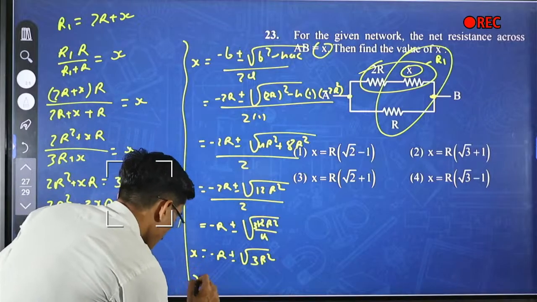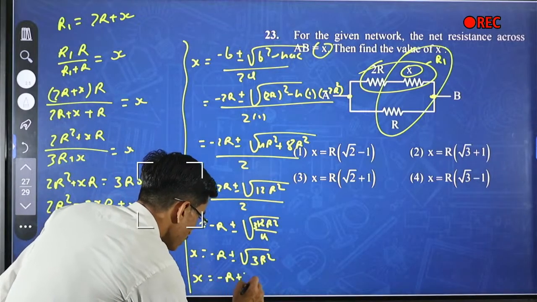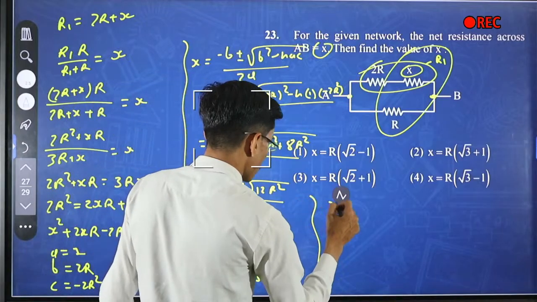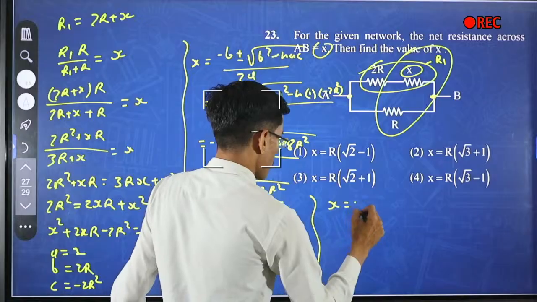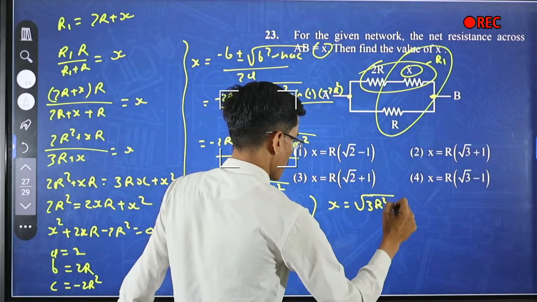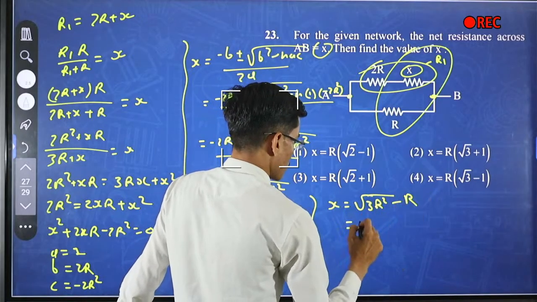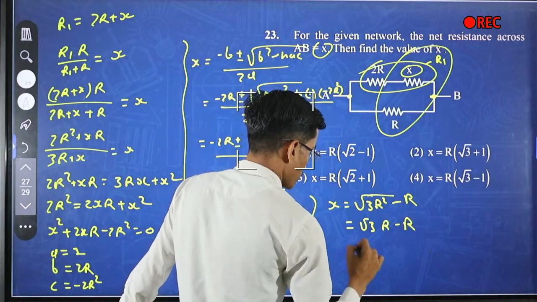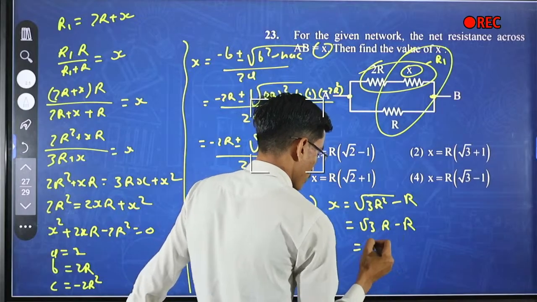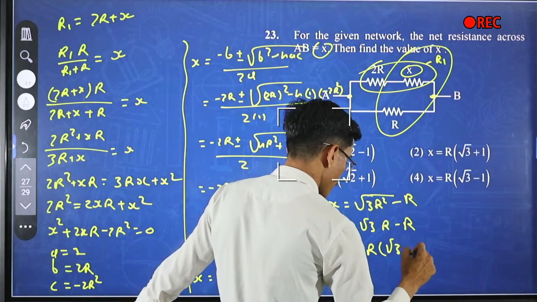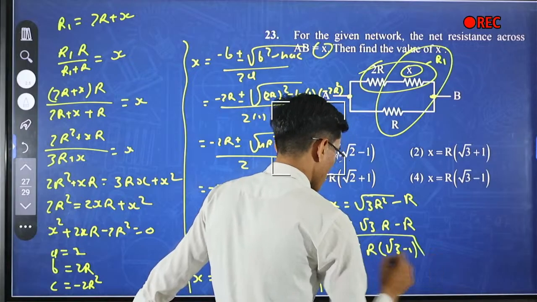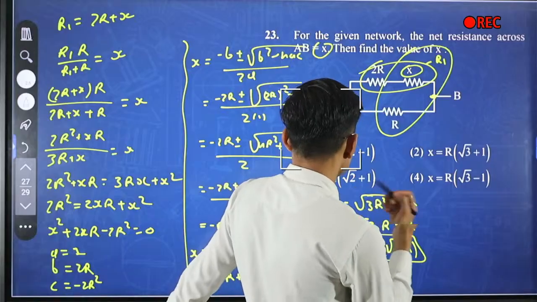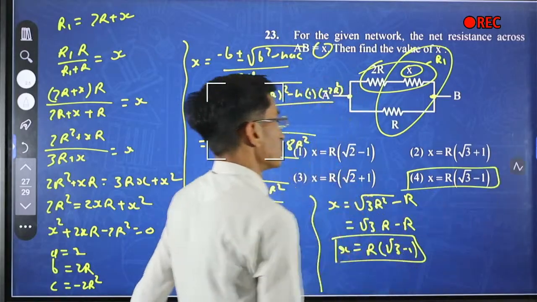So we have to consider this as a positive. So we can write x equal to minus r plus root 3r square. So we can simplify this ahead, that root 3r square minus r. So root 3r minus r. So after common of r, root 3 minus 1 is equal to x. So r into root 3 minus 1, and this is the answer. Okay.